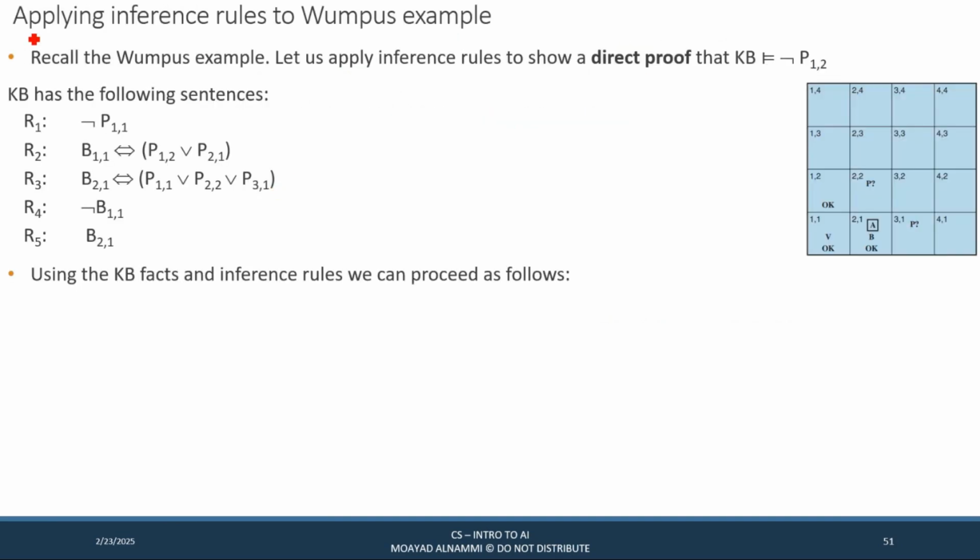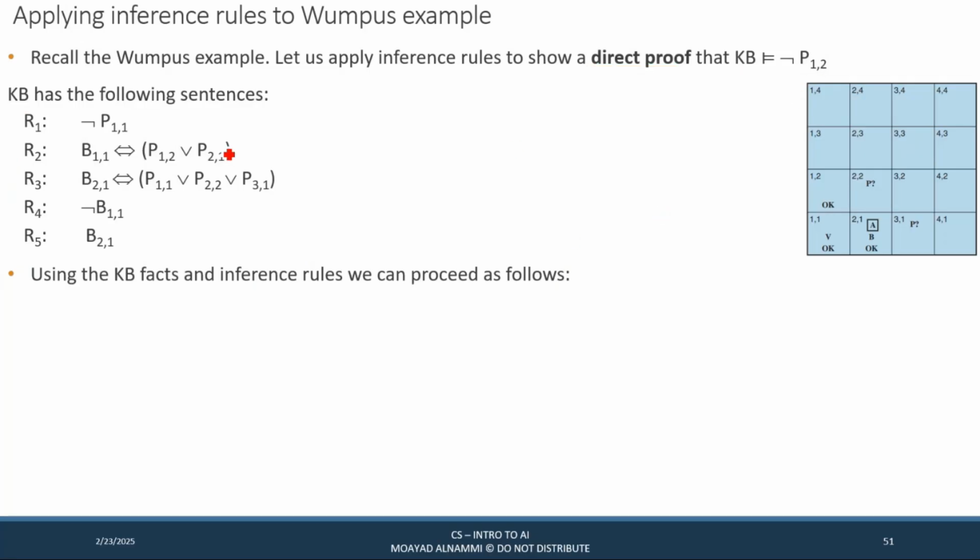So let us try to construct a direct proof for the same example we gave with the Wumpus world. If you remember, these are the sentences in our knowledge base. We want to use a direct proof to show that KB entails not alpha, and we will use the inference rules. So using the KB facts and inference rules, we can proceed as follows.